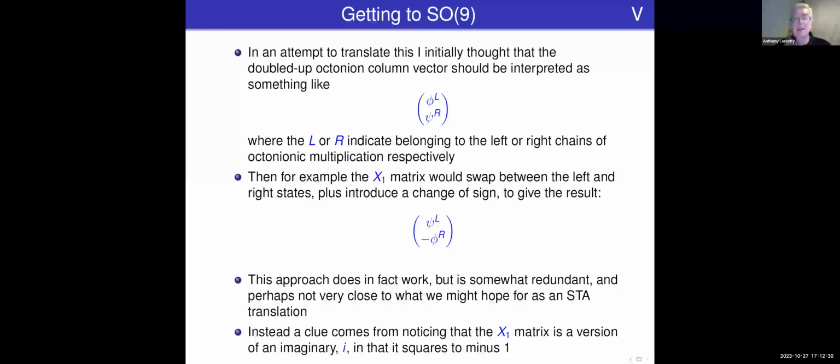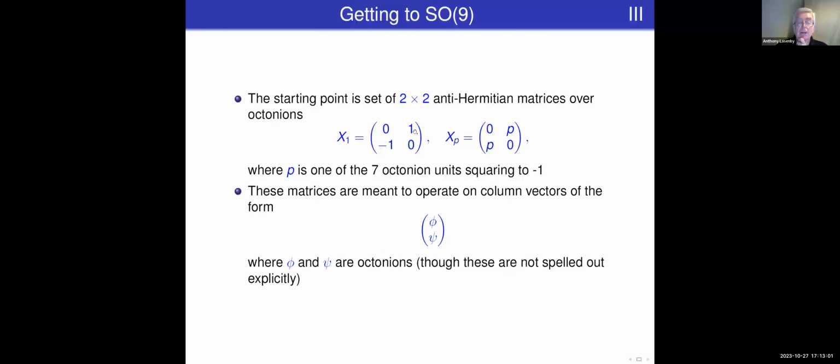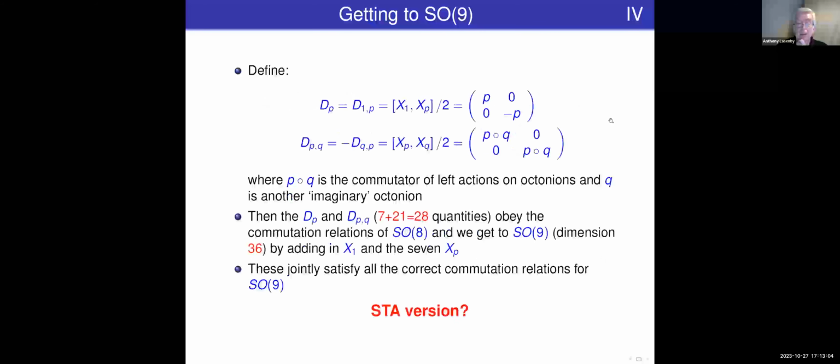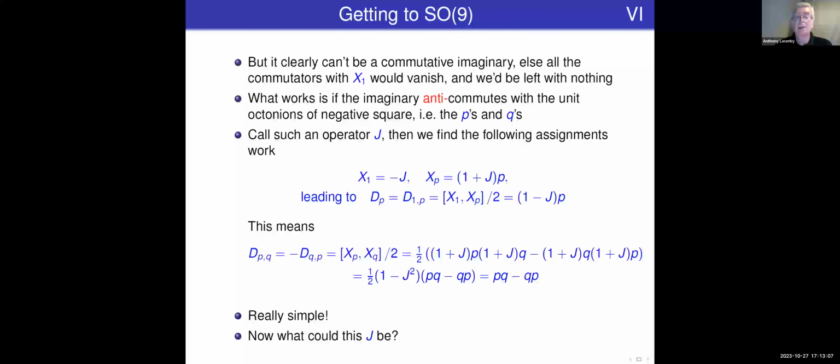In an attempt to translate this, I initially thought that the doubled up octonion column vector should be interpreted as something like this, a phi left side right, and that the x1 matrix were then changed to give a psi left minus phi right. This approach does in fact work, but it's somewhat redundant, and it's perhaps not very close to what we might hope for as an STA translation. Instead, a clue comes from noticing that the x1 matrix, just look at it again, is a version of the unit imaginary. We multiply it by itself, we get -1. But of course, it clearly can't be a commutative imaginary. Otherwise, all the commutators with x1 would vanish and we'd be left with nothing.